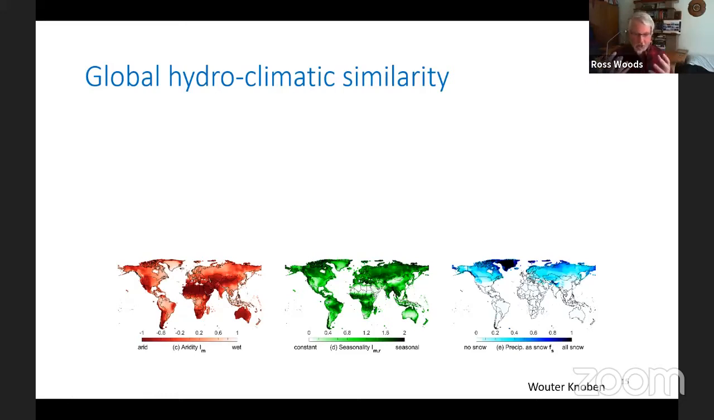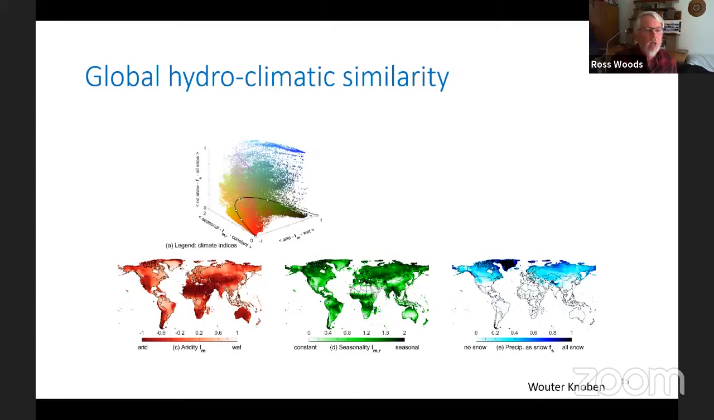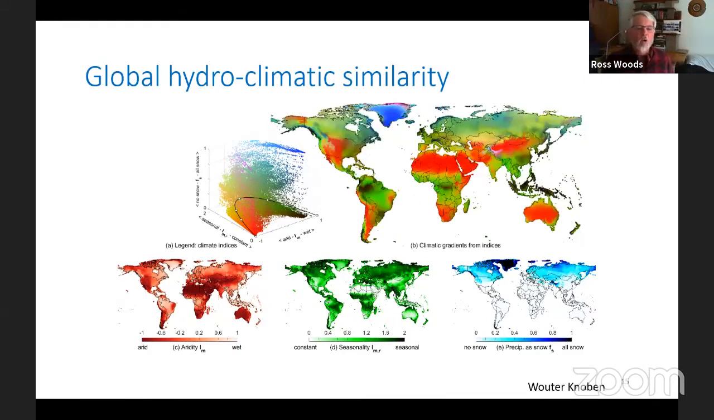Now, if you want to try to synthesize all of this and put these three indices together, you can do that. You can make a three-dimensional picture. So you could have, for every point on the planet, an axis for aridity, an axis for seasonality, and an axis for snow fraction. And you can even combine all of the colors so that at every point you can say the color at this point is a mixture of the amount of red that the aridity signal tells us, the amount of green that the seasonality signal tells us, and the amount of blue that the snow fraction signal tells us.